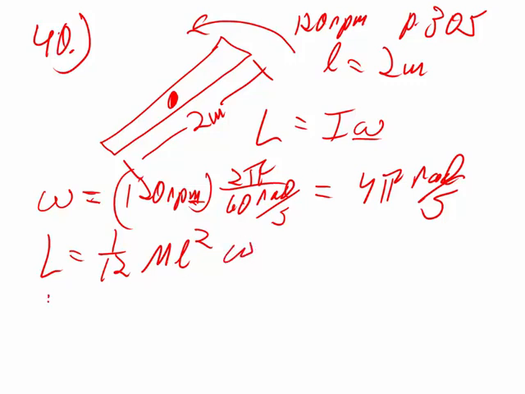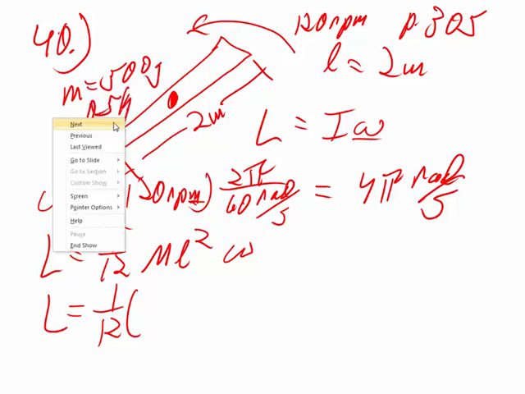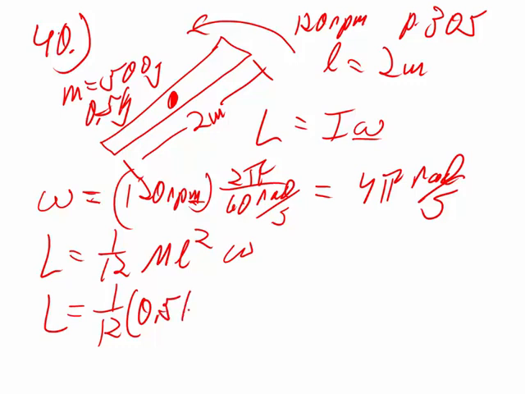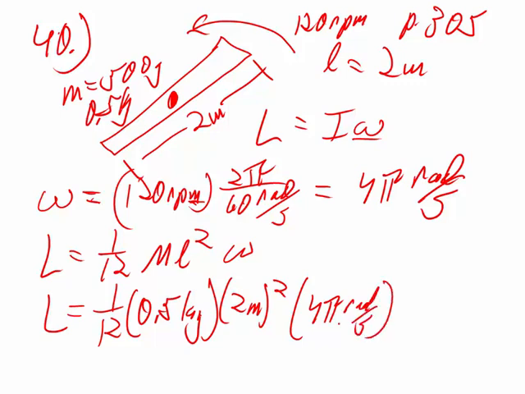Times the angular speed. So 1/12 times the mass, which was what? It told us that it was 500 grams. I forgot to write that down. So that's 500 grams, which is 0.5 kilograms. So we got 0.5 kilograms times the length squared, which is 2 meters squared, right? Times 4 pi radians per second, right?